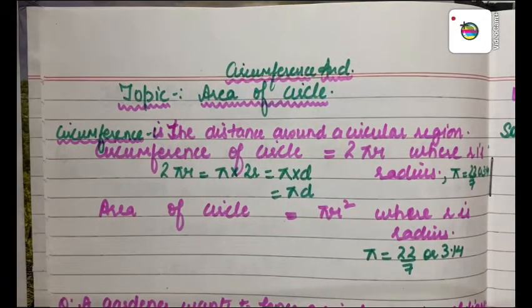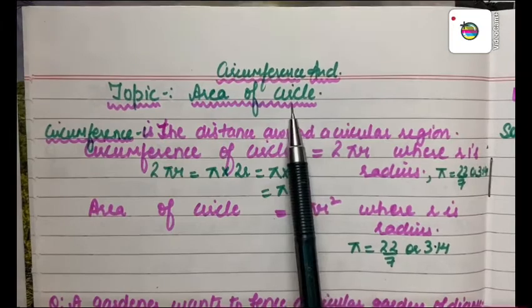A very good morning to all of you. Children, as you are doing chapter 11, that is perimeter and area, we are going to continue that chapter with the new topic, that is circumference and area of circle.